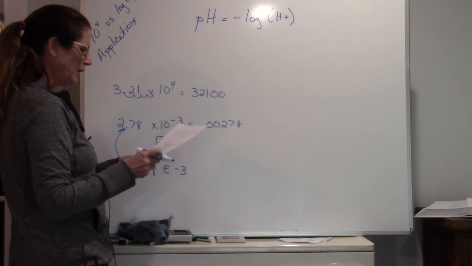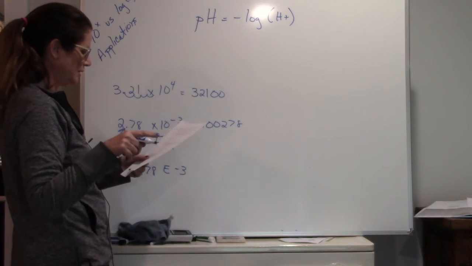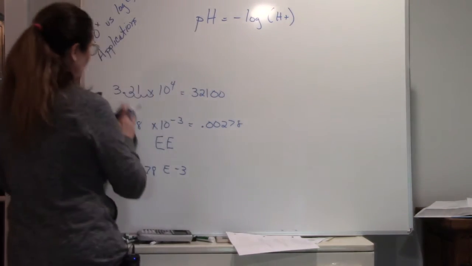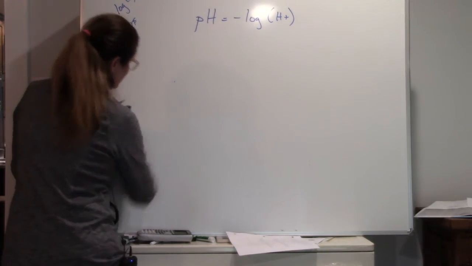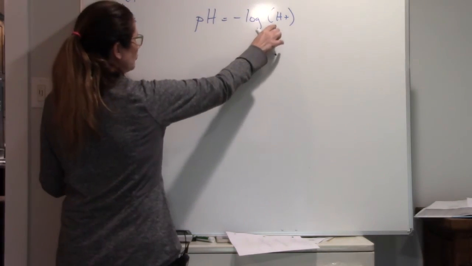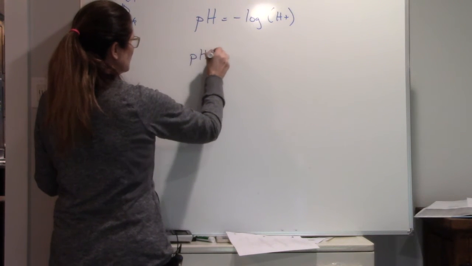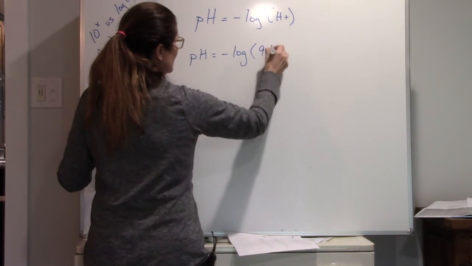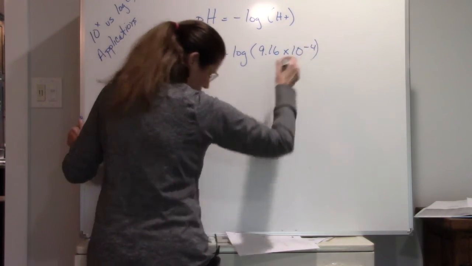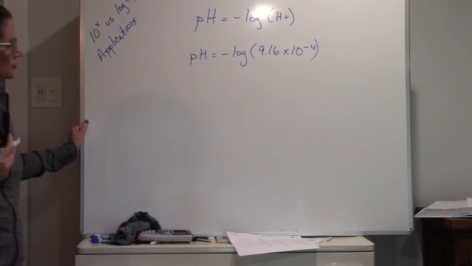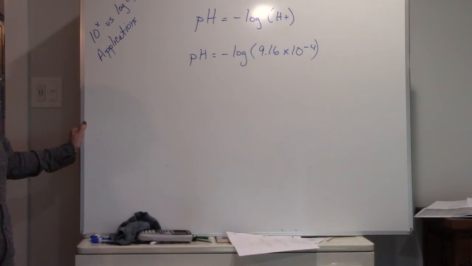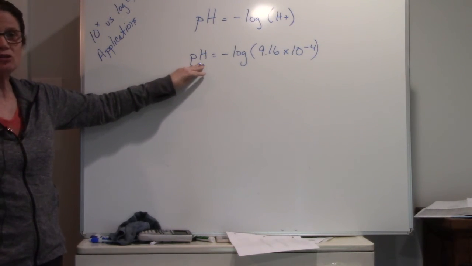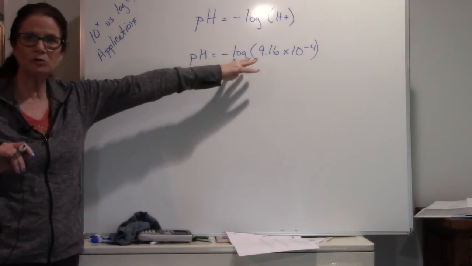Okay, so let's see. Root beer has a hydronium ion content of 9.16 times 10 to the negative 4 moles per liter. What is the pH value? So we're going to use our formula. They give us the hydronium. We are looking for the pH value. It's just a unit of measure. Well, pH is already by itself, so you don't have to do anything to solve for it. All your work is right here.